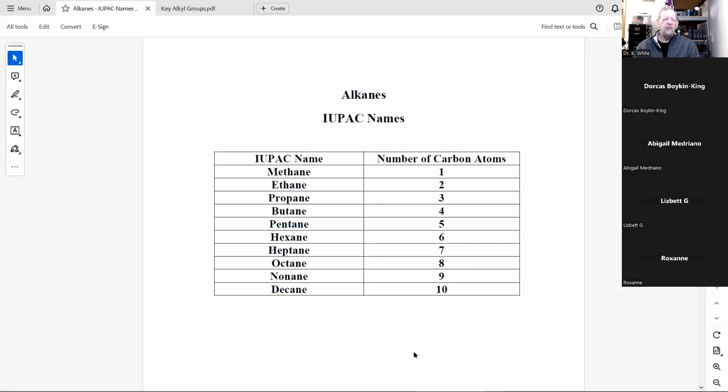This table, found in the lecture section of D2L, called alkanes, IUPAC names: you should know methane 1, ethane 2, propane 3, butane 4, pentane 5, hexane 6, heptane 7, octane 8, octane number like in gasoline, and nonane 9, decane 10. So you should know these. Hopefully you've learned it by now.